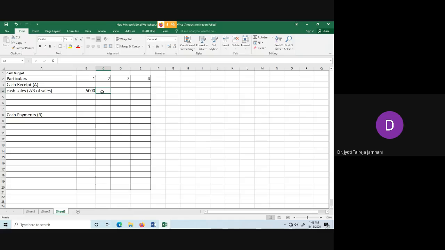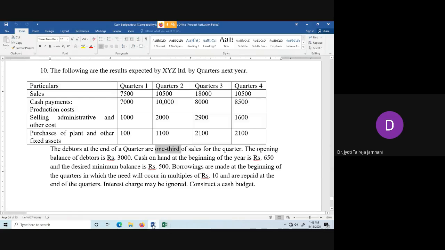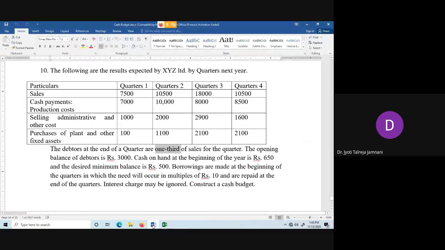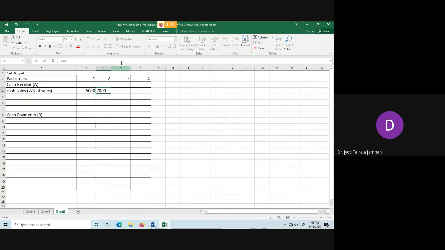The second quarter, it was 10,500. 2/3 of 10,500 is 7,000. For the next quarter, it was 18,000. 2/3 of 18,000 is 12,000. And for the next quarter, it was 10,500, which is 7,000, 2/3.